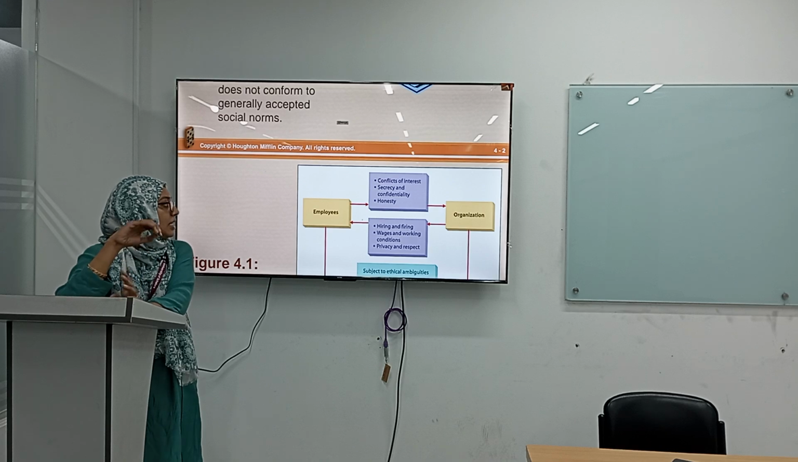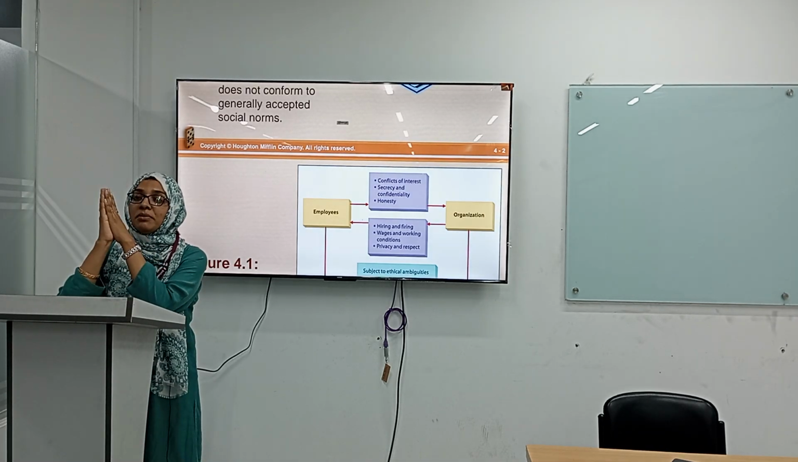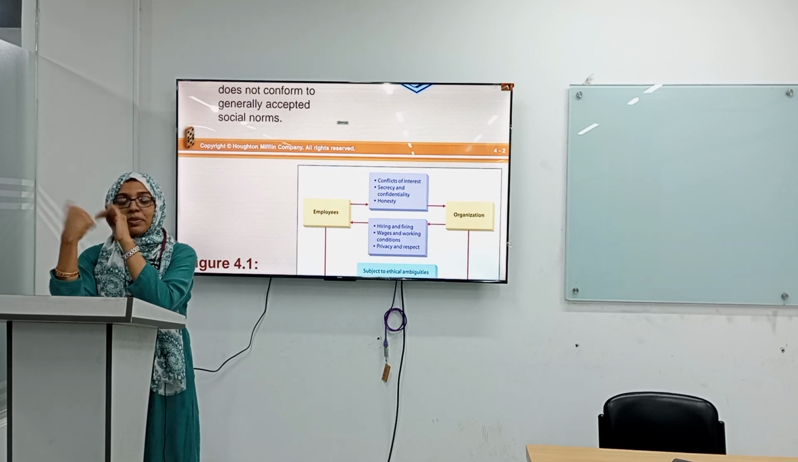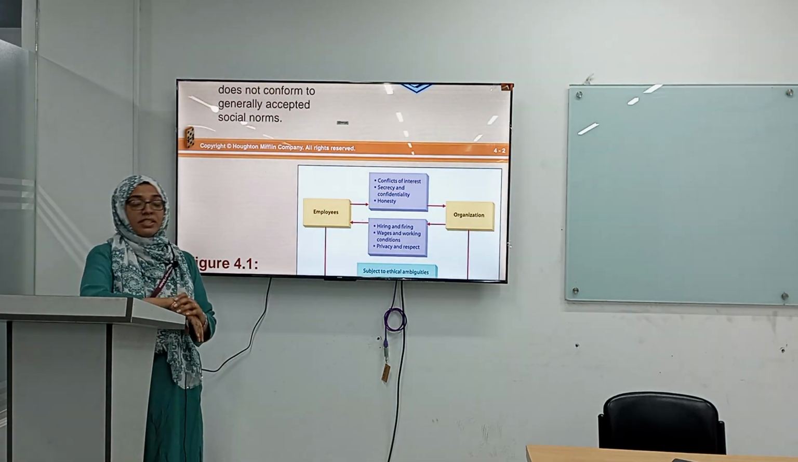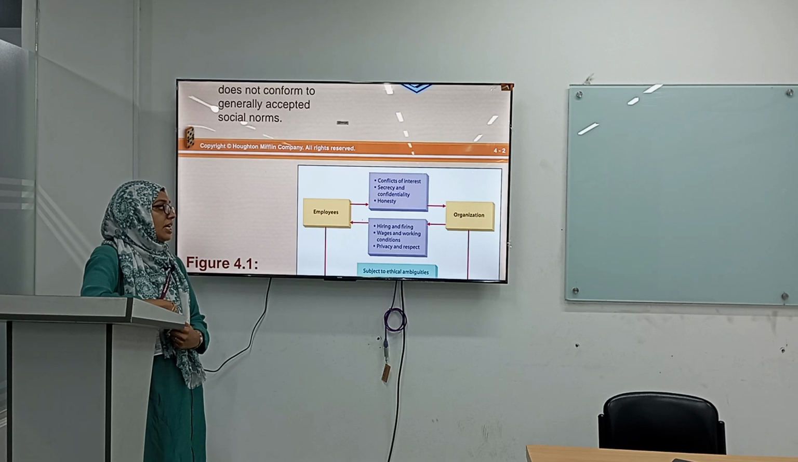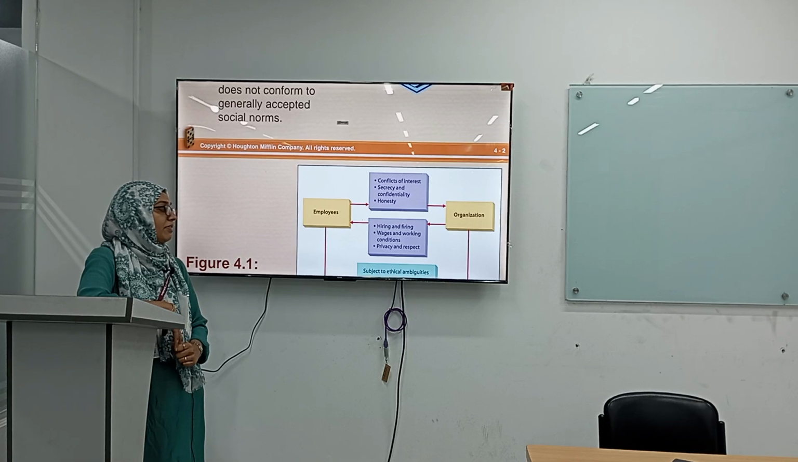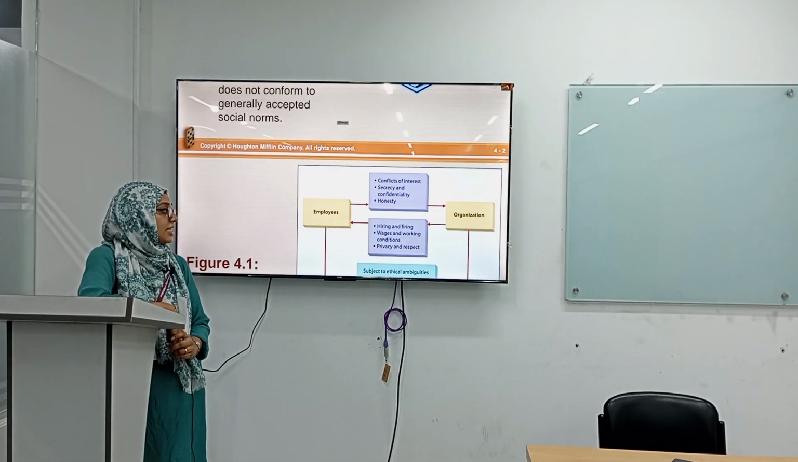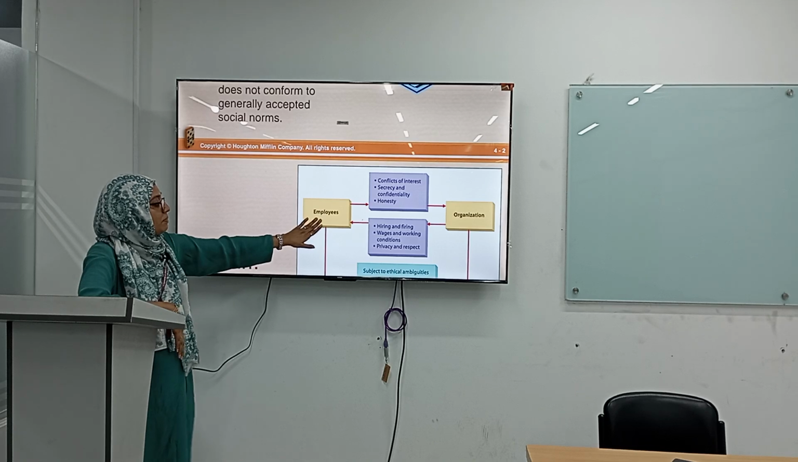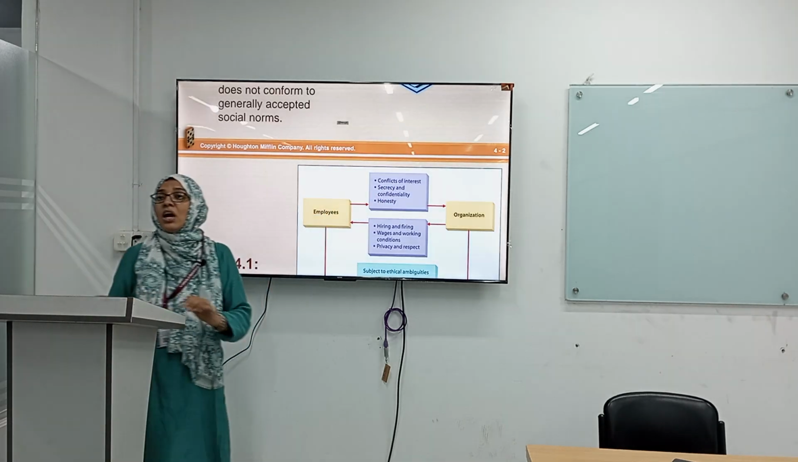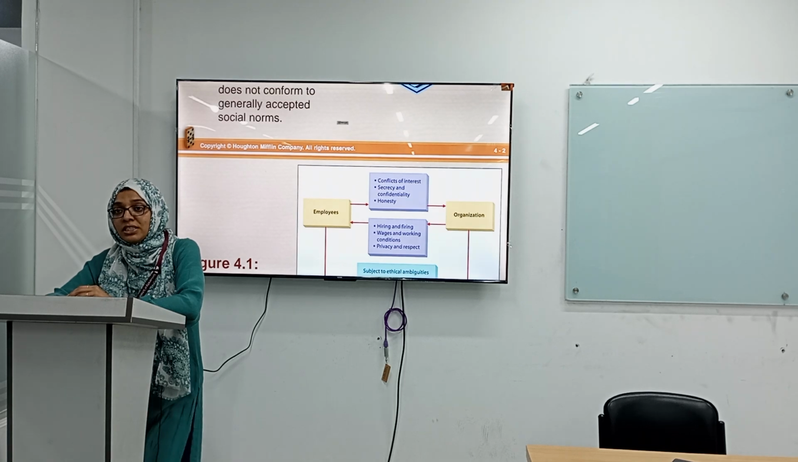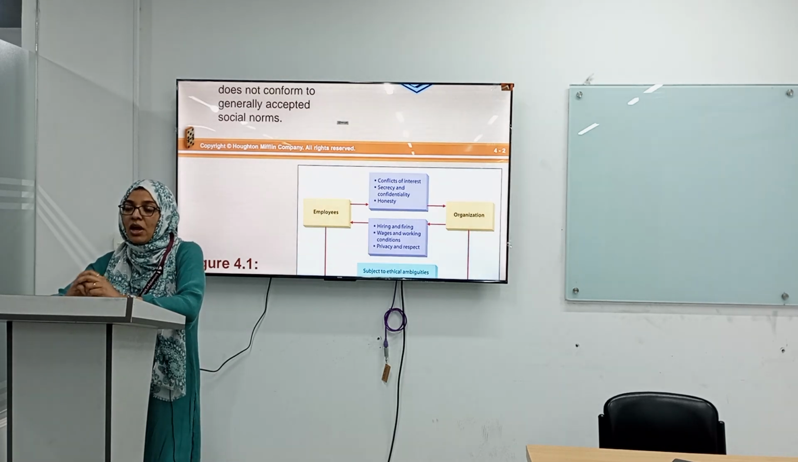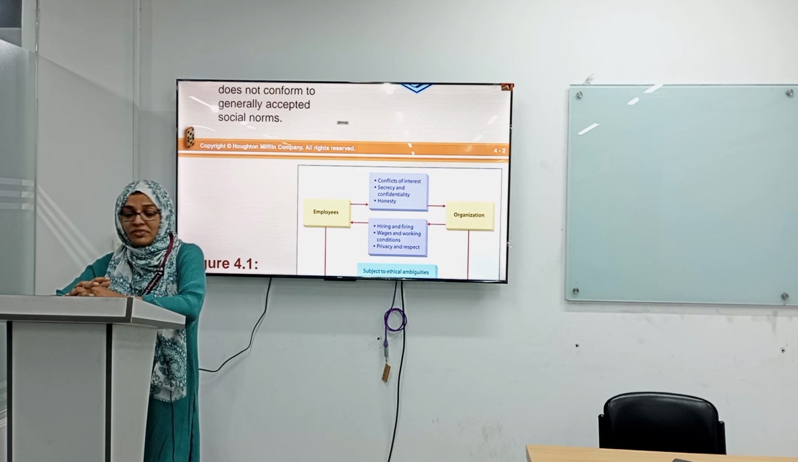Figure 4.1. An organization and its employees both have some mutual interest between them. What are they? Conflict of interest, secrecy, confidentiality, honesty. In terms of organization, it has to follow ethical practice in hiring, firing, wages, working conditions, privacy and respect. In case of employees, there is a conflict of interest. What is the main motto of the organization? To maximize its wealth. So, to maximize wealth, sometimes it deprives its employees in terms of wages and salaries. This is a conflict of interest.